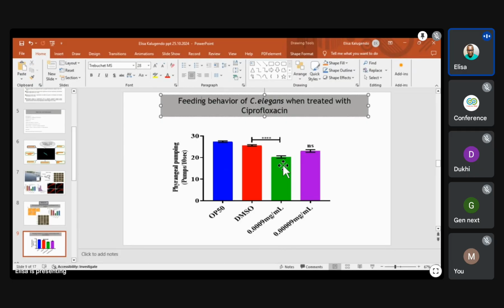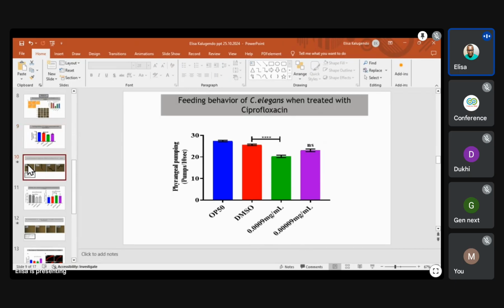So, the feeding habit of C. elegans just declined. We could not even see the animals trying to take any kind of food, and therefore we concluded that at this highest studied concentration, the feeding habit of C. elegans was declined. But at the lowest concentration, which is 0.0009, we could not find any significant results. So the lowest concentration did not impose any toxicological effect in this animal.